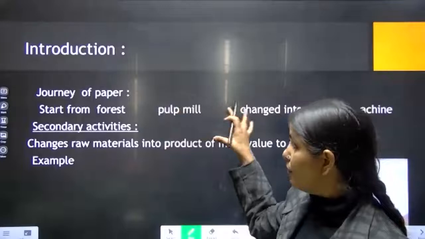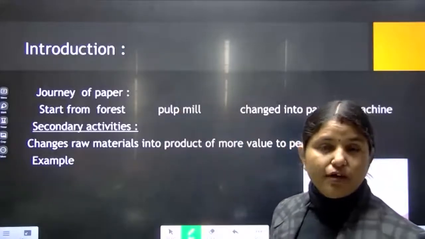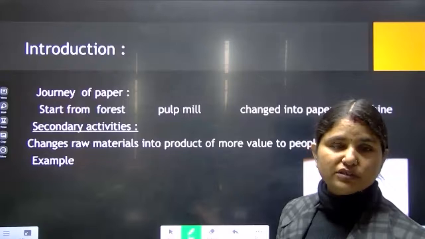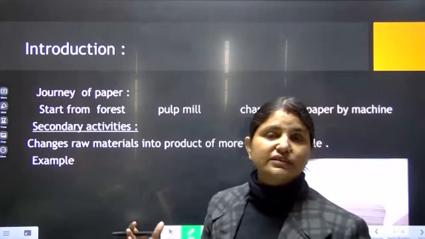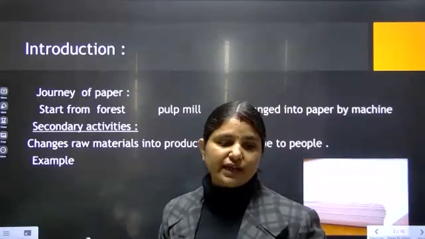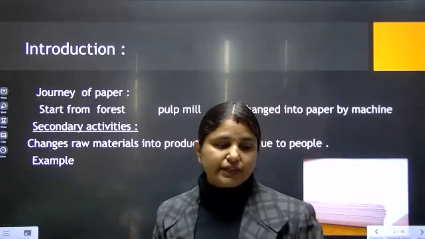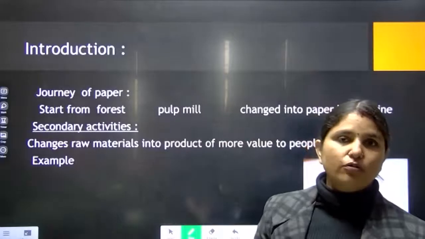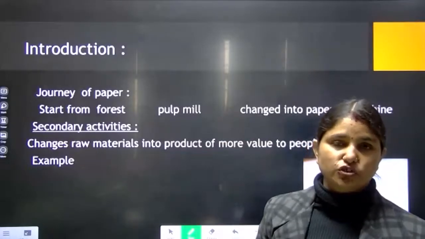So in this complete process, finally the places where these papers, books or notebooks are made, that is the industries only. That is the secondary activity, secondary economic activity. About that we will study in this chapter.